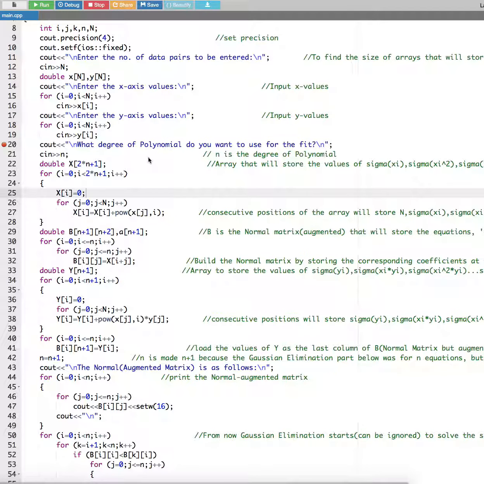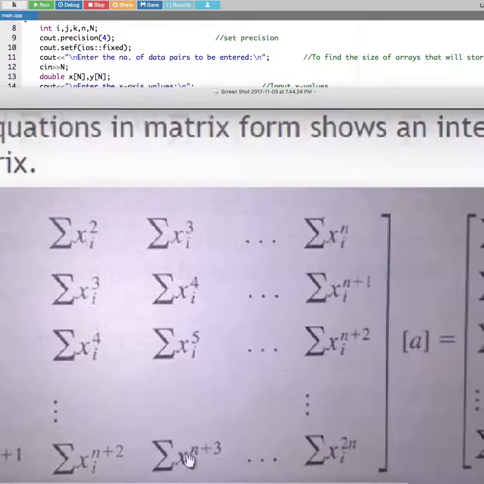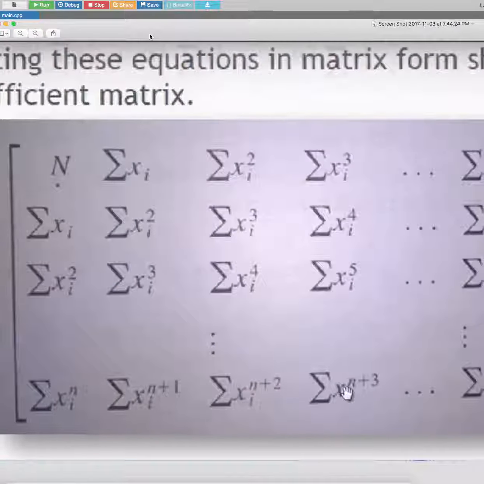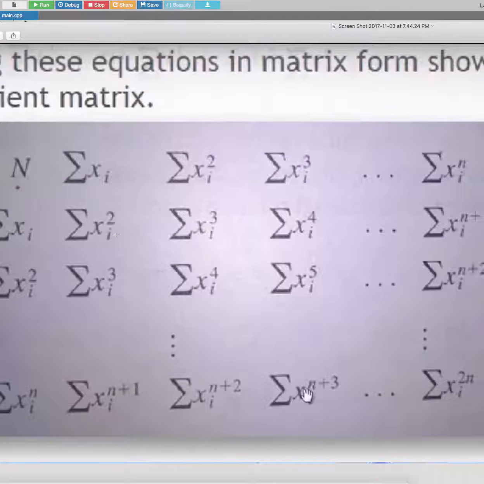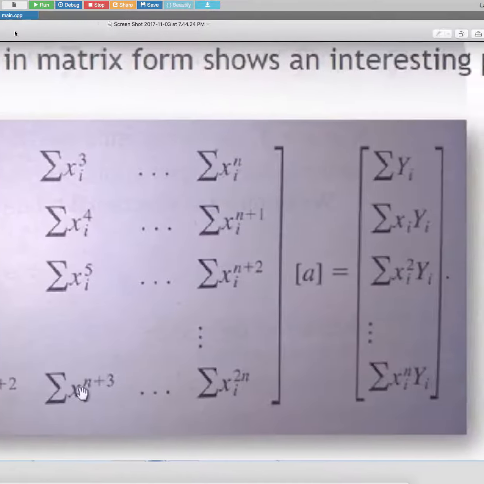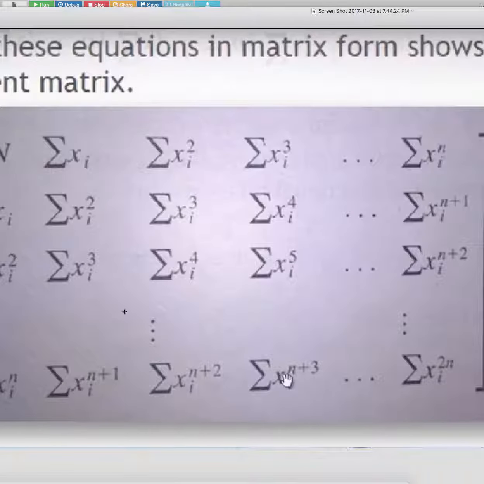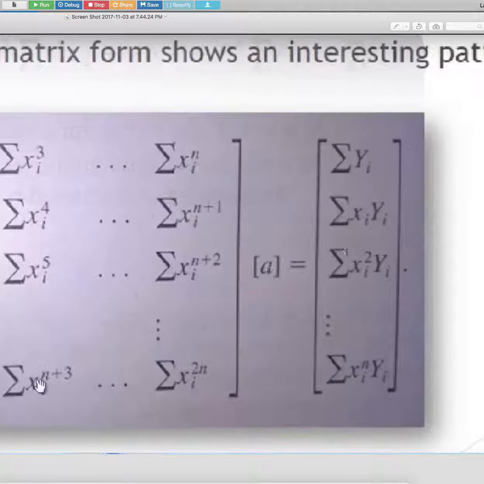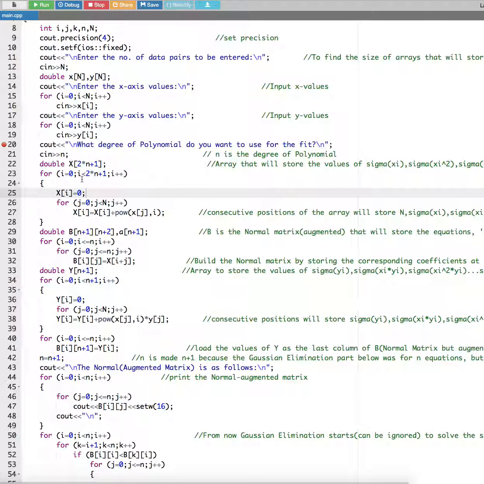For example, if it's a second degree polynomial, it's going to be just 2, and that's going to be a small n. And after that we have this equation. If you set the polynomial equation in matrix form in Gaussian elimination pattern, it's going to look like this, right? You are going to have a matrix pattern like this with the coefficients, and on the right hand side we are going to have one column like this. Okay, so that is the equation.